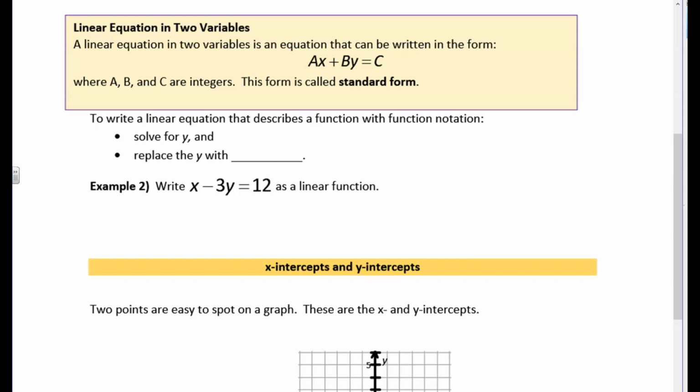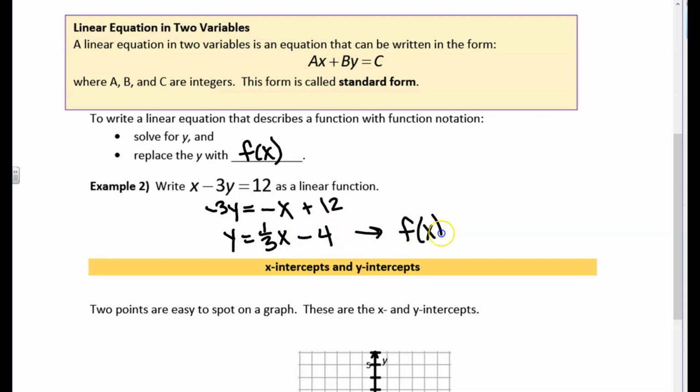To rewrite that as a function in function notation, we're going to solve for y and replace the y with f of x. So looking at this, x minus 3y equals 12, I'm going to solve for y. I first subtract the x over, so I have negative 3y equals negative x plus 12. Divide both sides by negative 3 to get y equals 1/3 x minus 4. And at this point, we replace the y with f of x. So to write this as a function, it's f of x equals 1/3 x minus 4.